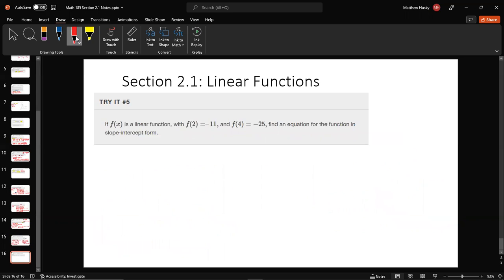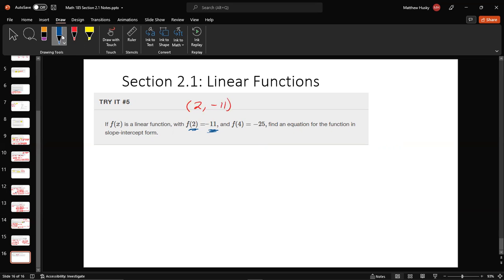So what is this here? If f of x is a linear function with f of 2 equals -11 and f of 4 equals -25, find an equation in slope intercept form. Okay, so what this means, what goes in the parentheses is the x value. What the function spits out is the y value. So really, this first thing is 2 comma -11. That is the point that describes.